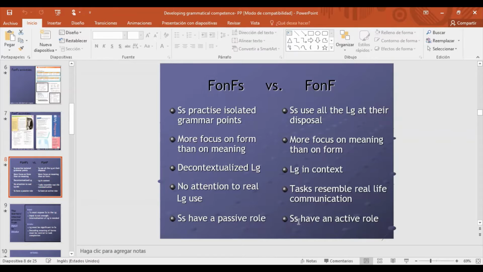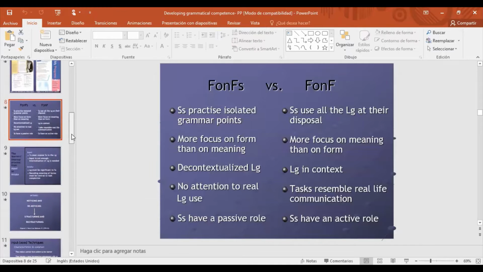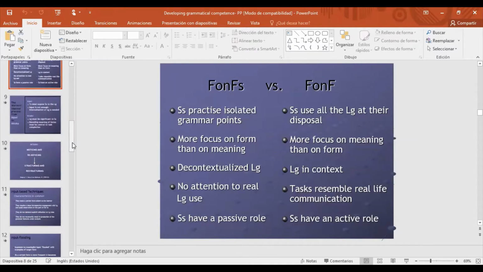And then this idea here that the students have an active role as opposed to the structural approach, in the sense that they are the students, the ones who get the input. From that input, they may make hypotheses about how the language works. They analyze, they try to infer the rules, and they use the language also. Okay, so these are more or less the ideas that we discussed last class.